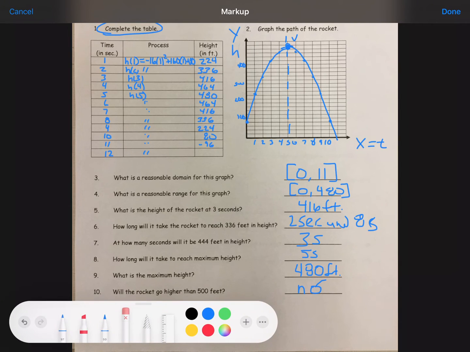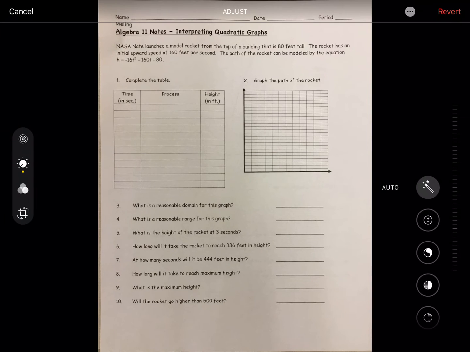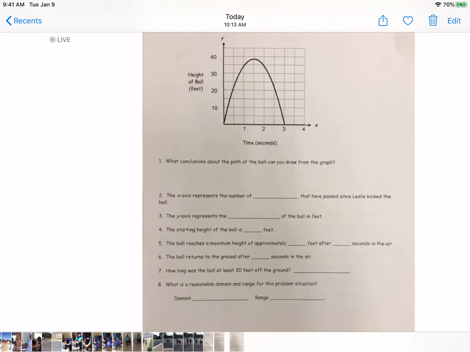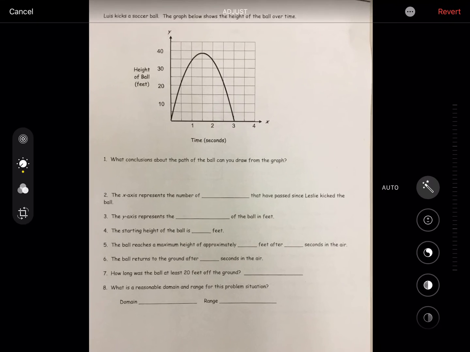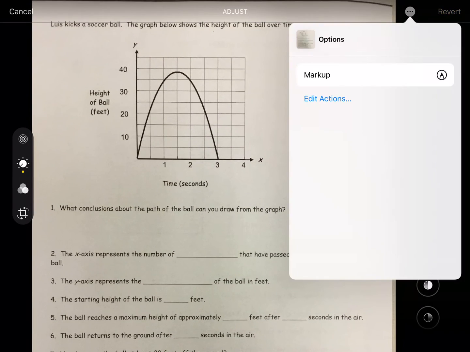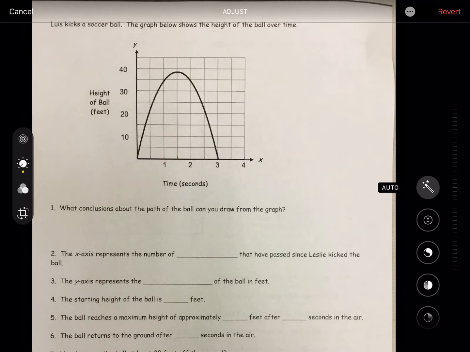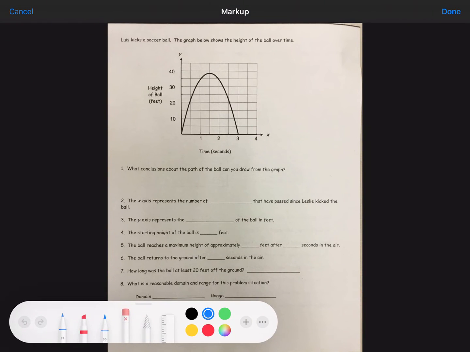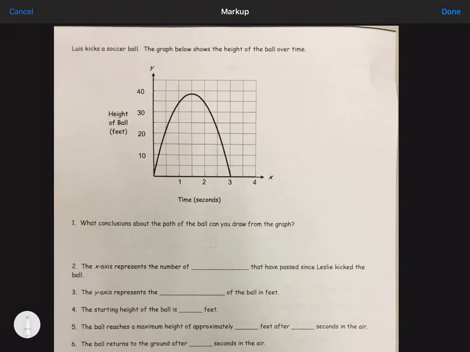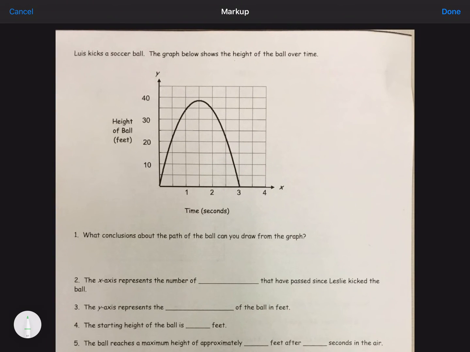Okay, I'm going to flip it over. You guys will be able to finish this later if you need to. Let's go to the back side. It says, Luis kicks a soccer ball. The graph below shows the height of the ball over time. So what are some conclusions about the path of the ball you can draw from the graph? What are some things we can say just by looking at that graph?